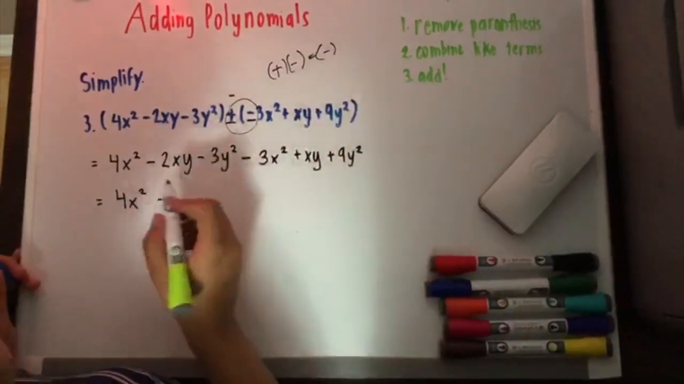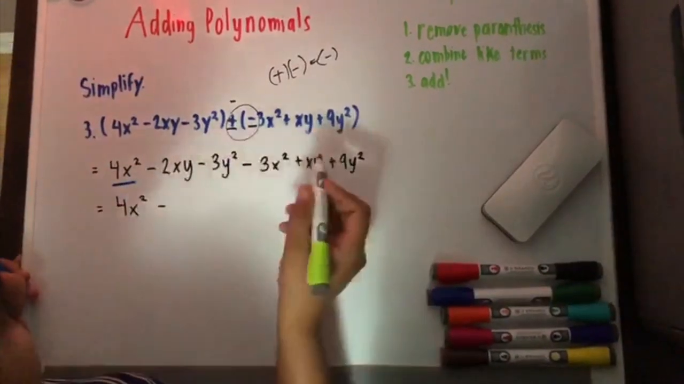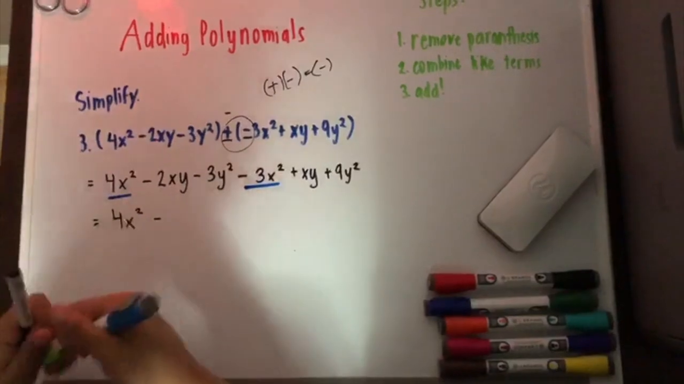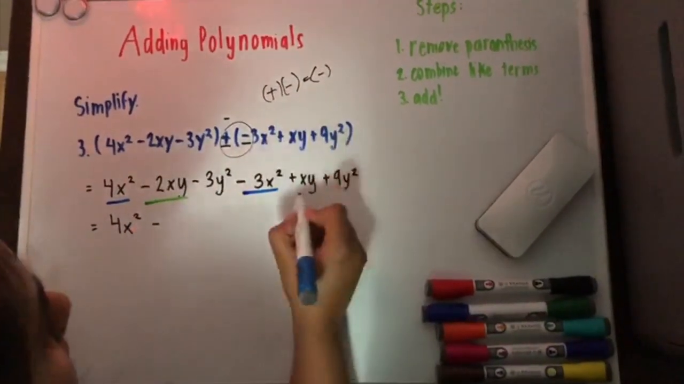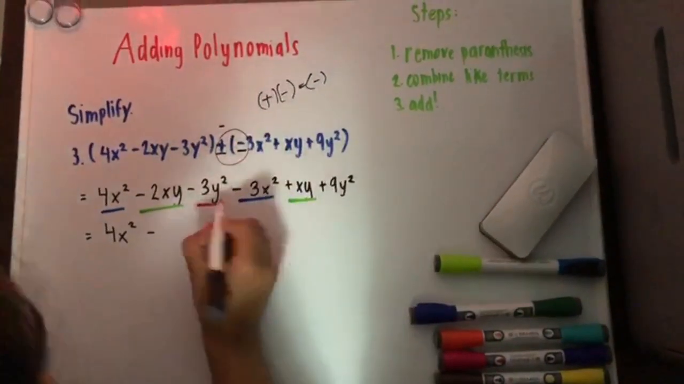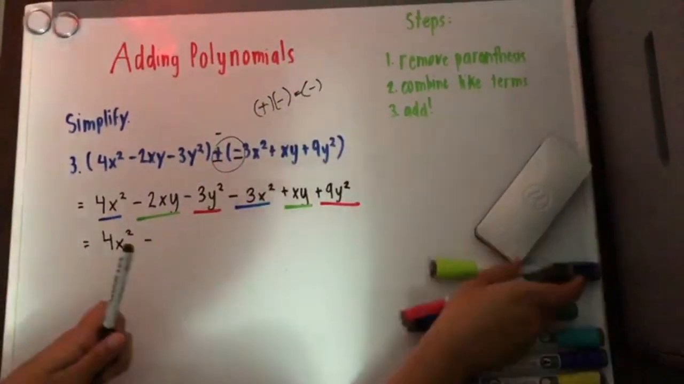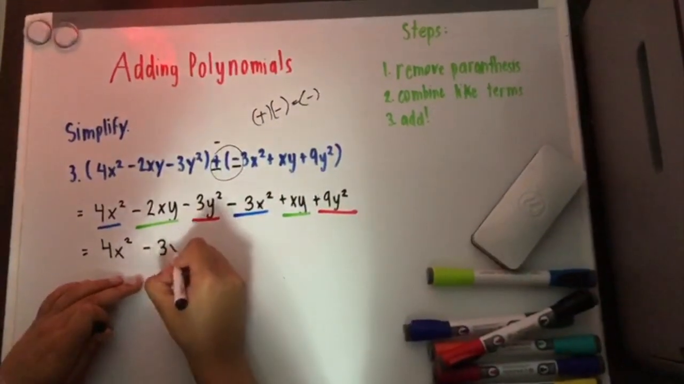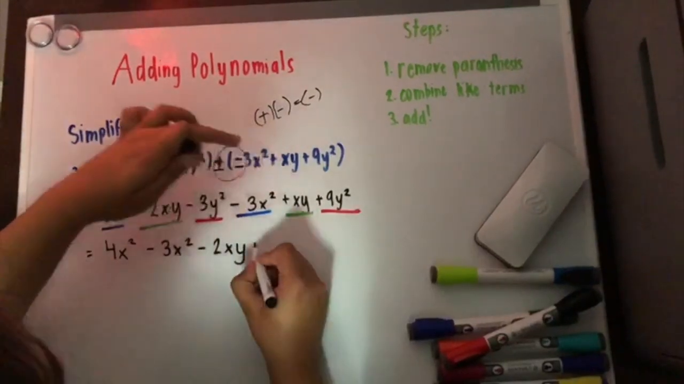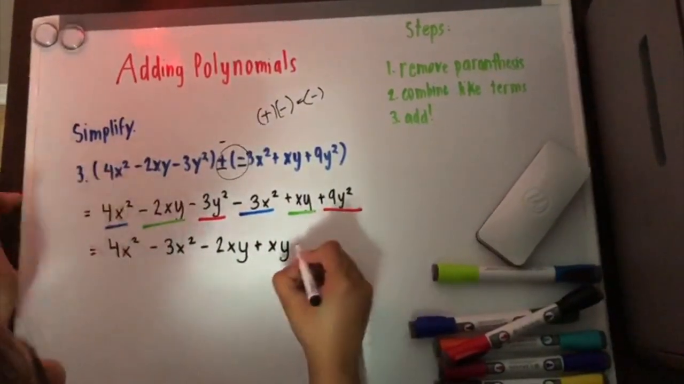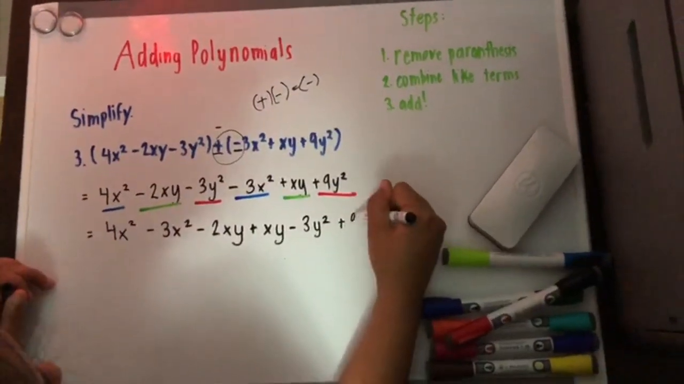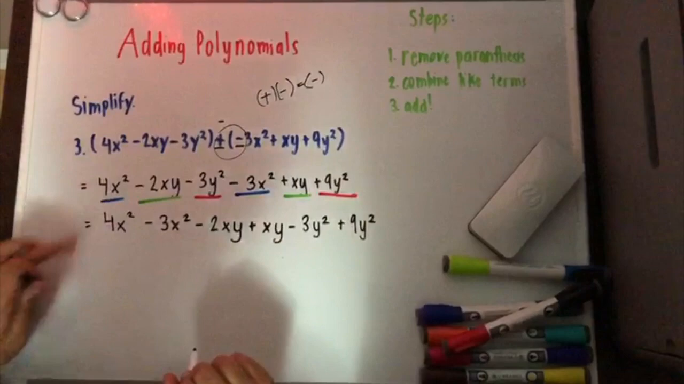We're going to combine our like terms. So 4x squared, where's your next? Oh, x squared. xy, then your y squares, and now write it, xy plus xy minus 3y squared and plus 9y squared, right?